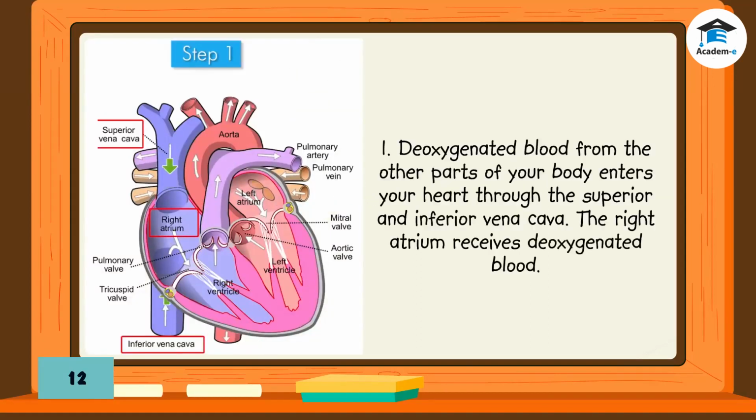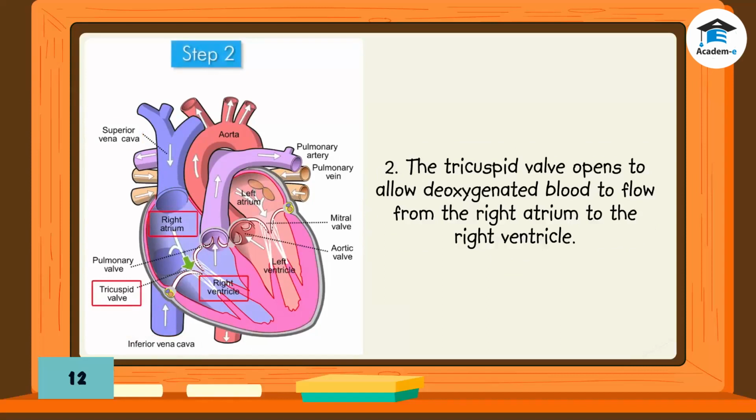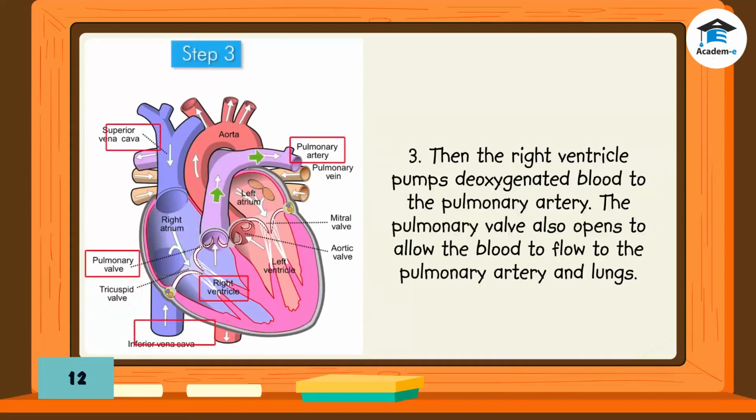1. Deoxygenated blood from the other parts of your body enters your heart through the superior and inferior vena cava. The right atrium receives deoxygenated blood. 2. The tricuspid valve opens to allow deoxygenated blood to flow from the right atrium to the right ventricle. 3. Then the right ventricle pumps deoxygenated blood to the pulmonary artery. The pulmonary valve also opens to allow the blood to flow to the pulmonary artery and lungs.